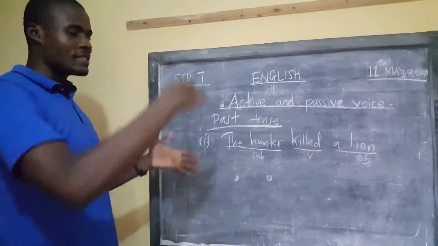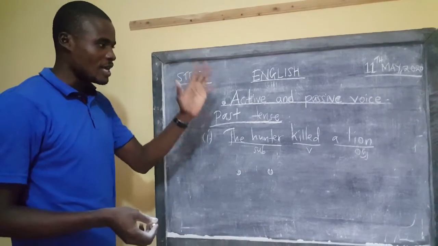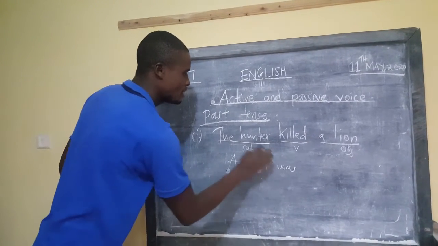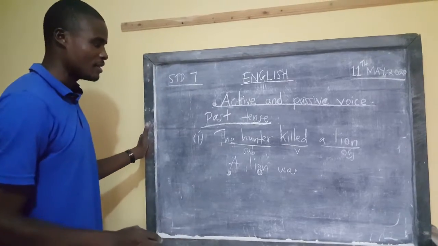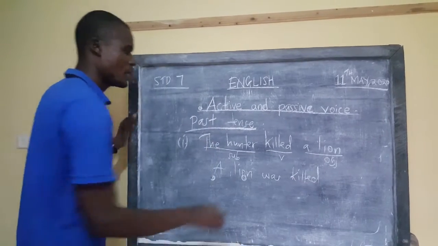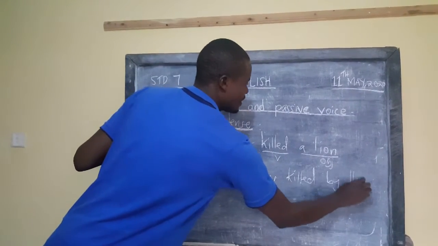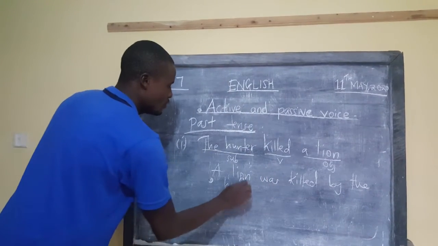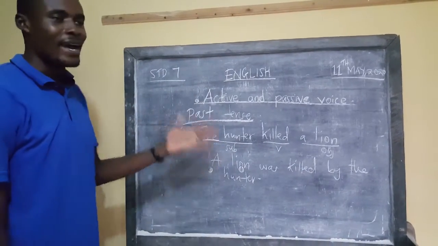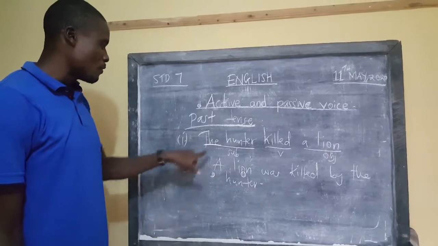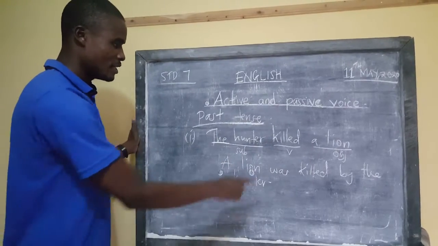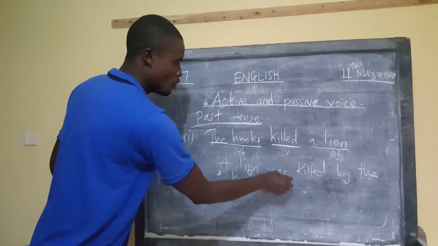Hence, when we are now changing the sentence into passive voice, we are going to begin with what? A lion. A lion was. Because it is the past tense, look at the word killed there, the past tense. So a lion was killed by the hunter. By the what? By the hunter. You have to adhere to the article. I mentioned that. They must come there. Don't say a lion was killed by a hunter. No. The article there was the. So a lion was killed by the hunter. It's very, very clear. Because it's past tense, we use was, killed.